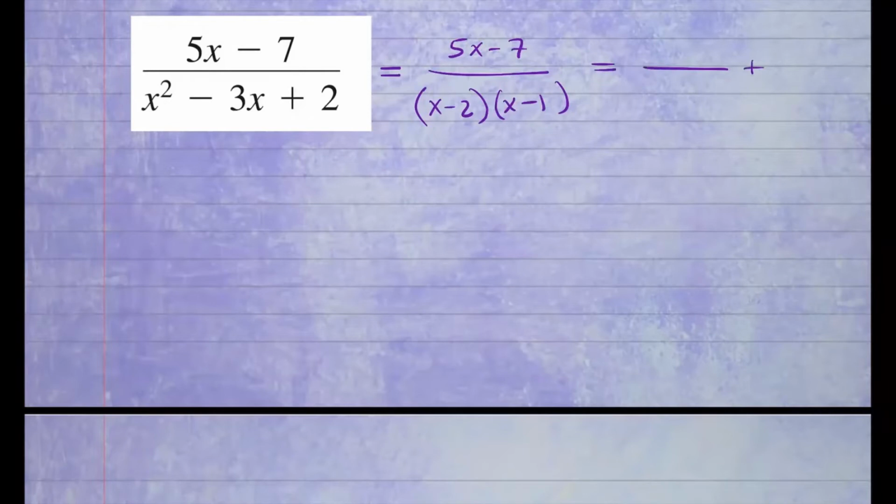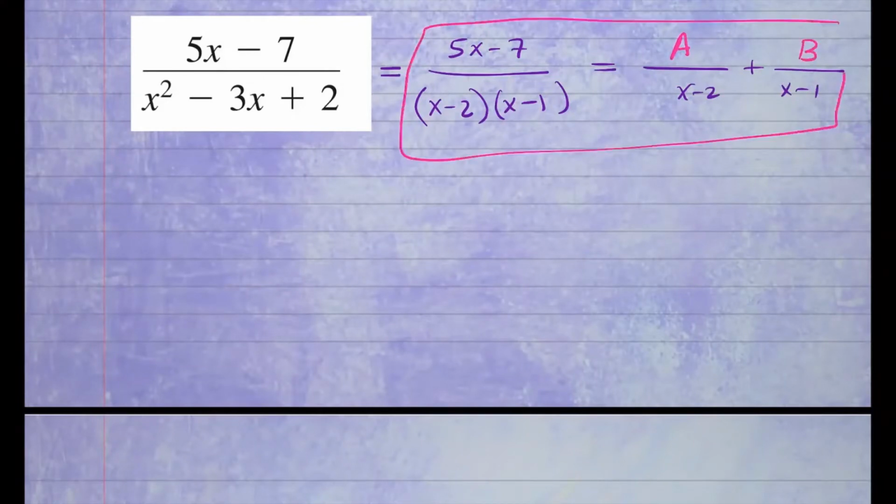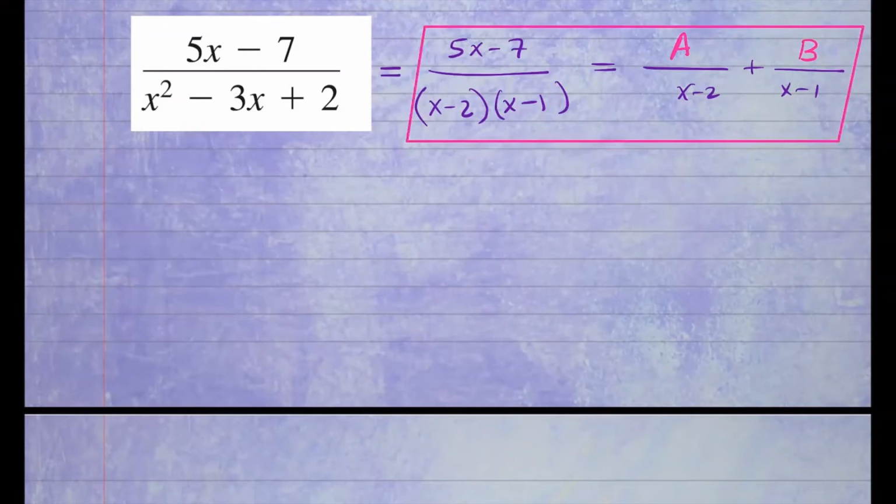So I have 2 of those. You have x minus 2, x minus 1. On the numerator, you're going to put A and B. So that's your setup for this problem. The rest is solving, so I will leave that up to you. Algebraically, you can solve for A and B.